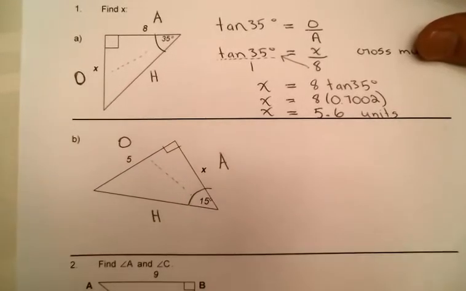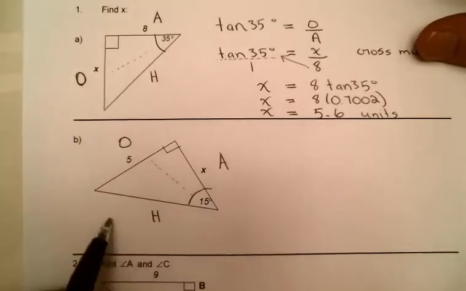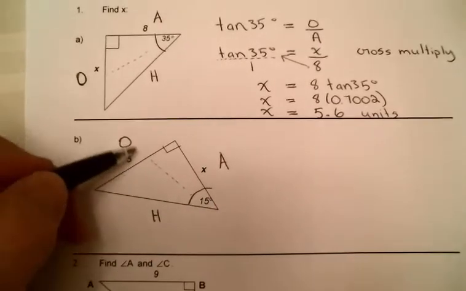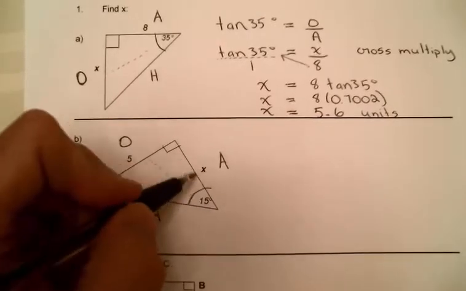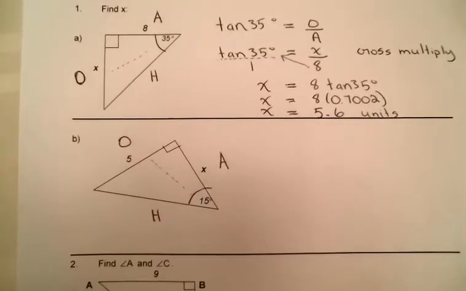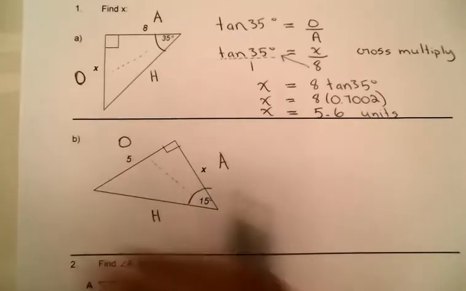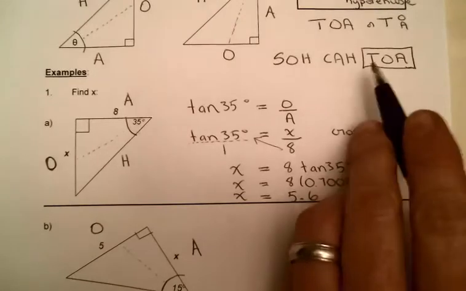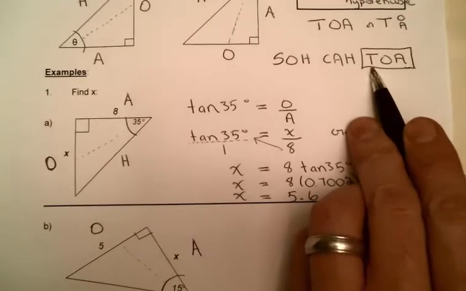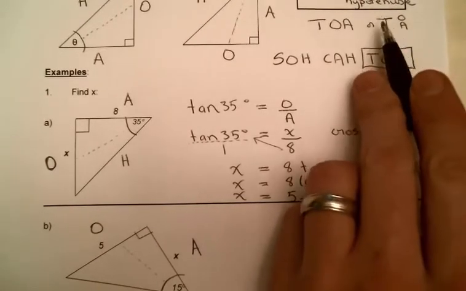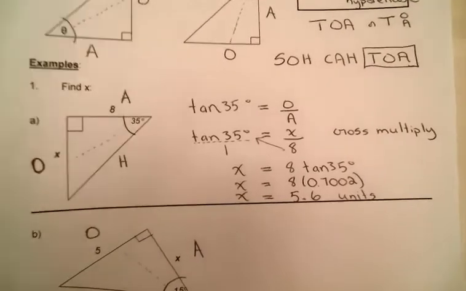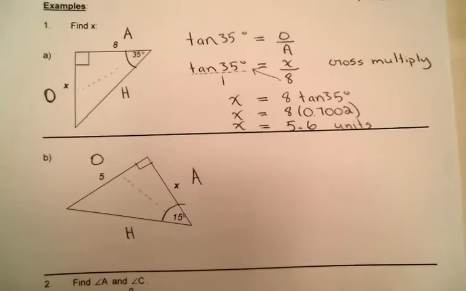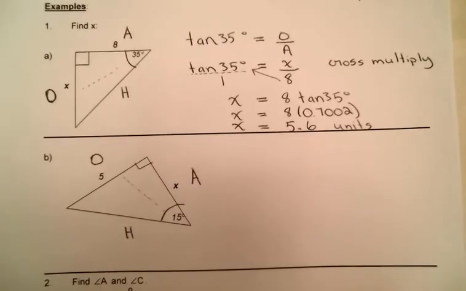And once again, we have no information on h, and we have opposite known as 5, and the adjacent is x. So you're dealing with O and A, which fall under tan. The tangent is opposite over adjacent. So work that out. Follow example 1a, and pause the video and come back and check if you got it right.